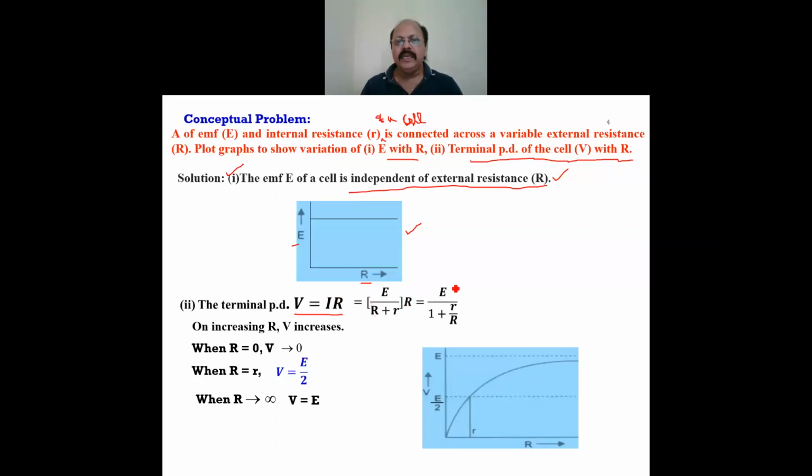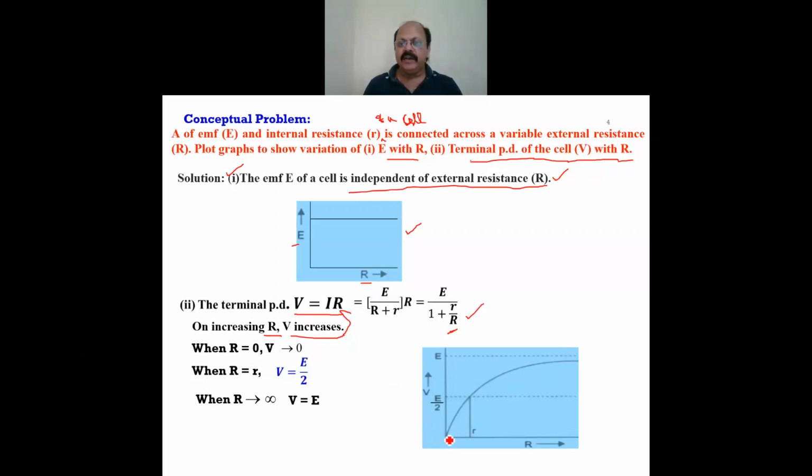Then you will get V equal to E upon 1 plus small r upon capital R. Small r is the internal resistance of the cell, capital R is the external resistance of the circuit. Now by this formula, if we increase the value of R, then V also increases. I think you agree with this statement. By this formula it is very clear that if we increase R, then V also increases. So when R is equal to 0, then V is also 0.